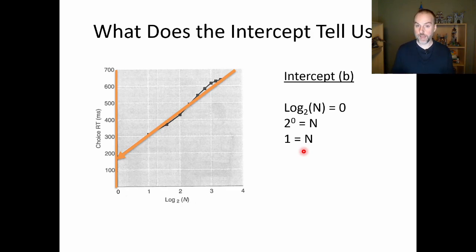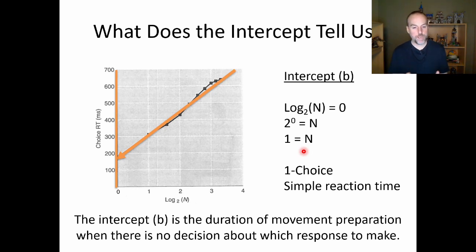So that's simple reaction time, right, if we think back to Donders' subtraction method. What the intercept is estimating is your reaction time on the easiest possible reaction time task, simple reaction time. So the intercept, or B, is the duration of movement preparation when there is no decision about which response to make. Remember, simple reaction time, it's always the same stimulus. Merkel didn't test simple reaction time, but if we think back to Donders', remember it's stimulus, response, stimulus, response. There's no choice, just whenever there's a stimulus, make a response.